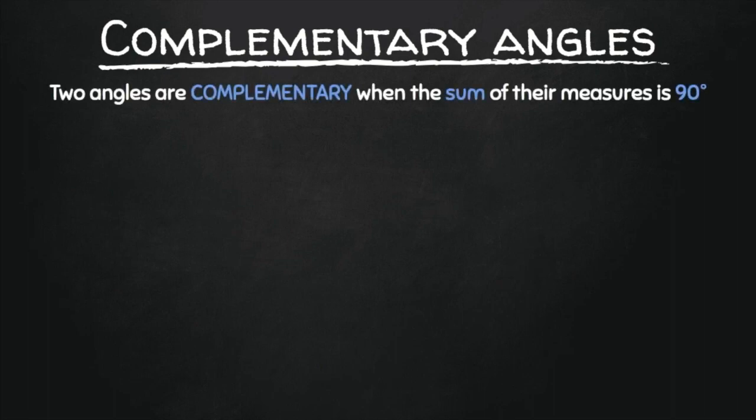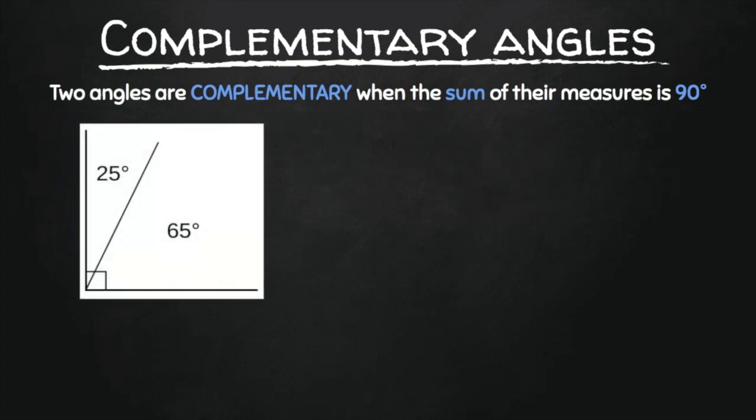Two angles are complementary when the sum of their measures is 90 degrees. So if I add up two angle measures and they equal 90 degrees, they would be considered complementary. Here is a picture of two complementary angles, and I know that they're complementary because if I add the two measures of the angles, 25 plus 65, it adds up to 90 degrees.